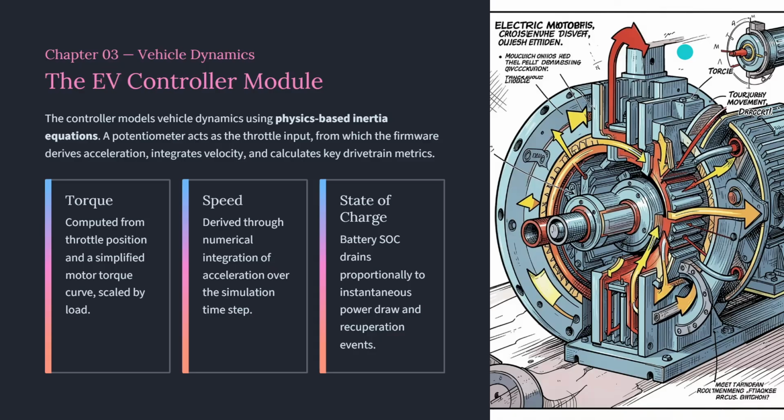Number one, throttle, the acceleration input. When throttle increases, motor torque increases. This directly increases acceleration and therefore vehicle speed rises faster. It will be demonstrated in the upcoming demo.